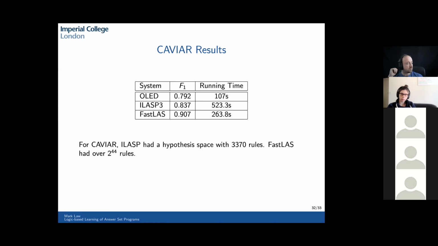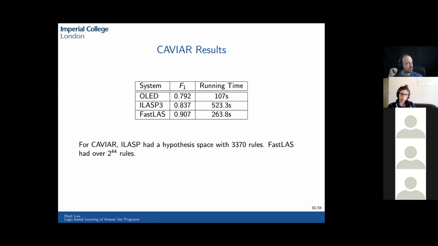You might think that FastLAS's performance is not that much better than ILASP, but for this dataset we gave ILASP a very small subset of the hypothesis space so that it could run, with what we thought were fairly intelligently chosen rules, around 3,000 rules, which still means 2 to the power of 3,000 possible solutions, because each rule can either be in or not in the hypothesis. FastLAS had over 2 to the power of 44 rules because we gave it the entire hypothesis space, which means 2 to the power of 44 possible solutions.